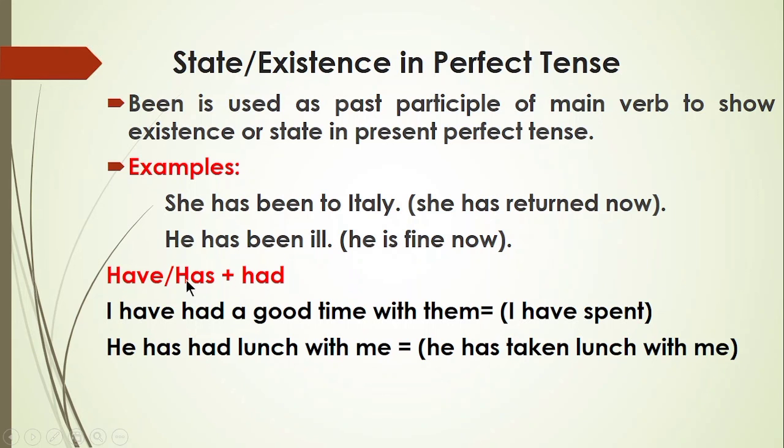We sometimes get confused between have, has plus had. Here had is actually the third form of the main verb, because had is the third form of have and has, and here it is not a helping verb, rather it is a main verb. For example, I have had a good time with them. It means I have spent a good time with them. He has had lunch with me. It means he has taken lunch with me. So here had is used as the main verb and the third form of the verb.